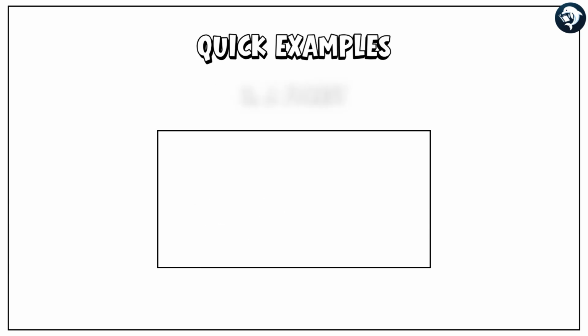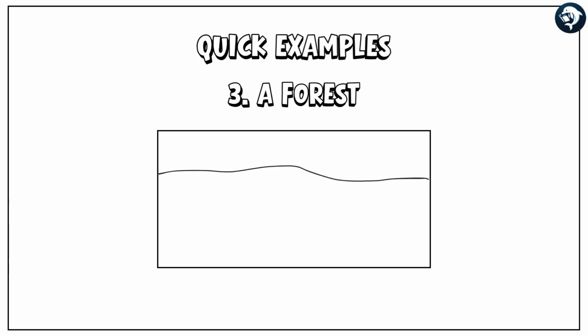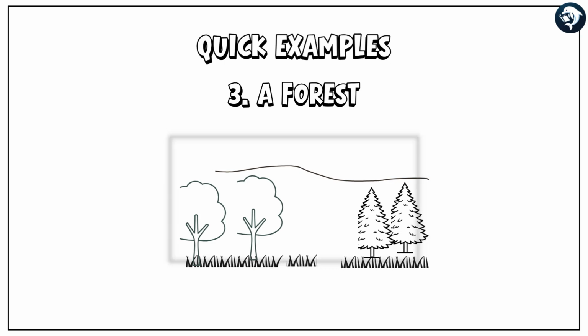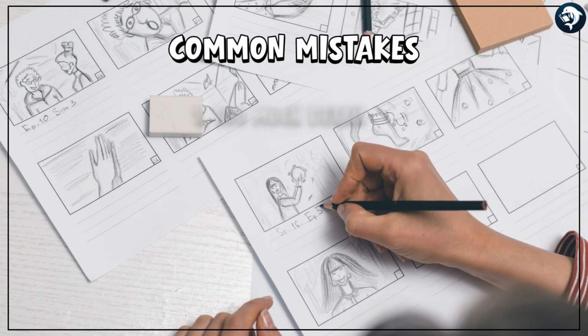A forest. Draw a horizon line. Add short vertical lines for grass. Draw 2 or 3 simple tree trunks with round or triangular shapes for leaves. Done! It's a forest. Don't fall into these traps.